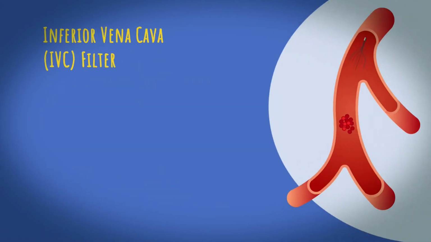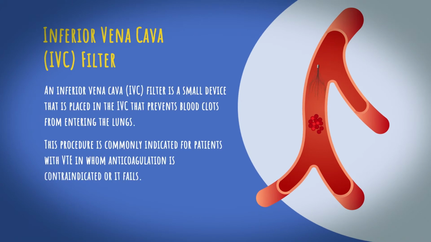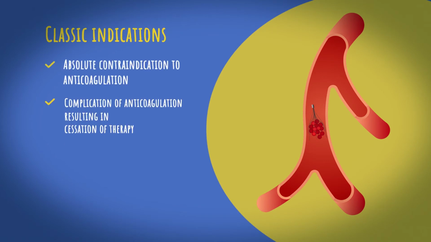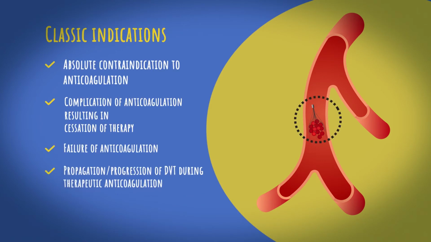An inferior vena cava filter is a small device that is placed in the IVC that prevents blood clots from entering the lungs. This procedure is commonly indicated for patients with VTE in whom anticoagulation is contraindicated or it fails. Classic indications for IVC filter are absolute contraindication to anticoagulation, complication of anticoagulation needing cessation of therapy, failure of anticoagulation and progression of DVT during anticoagulation.